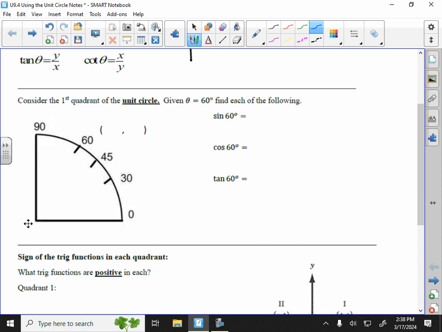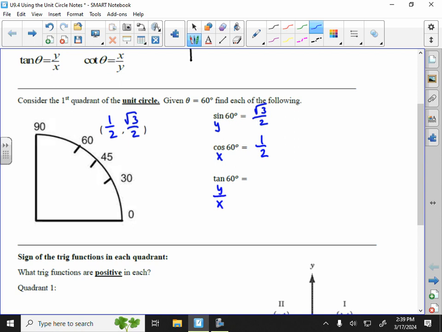And so if you look at your unit circle, at 60 degrees there's an ordered pair that's associated with it, and that's 1/2 comma root 3 over 2. And so the sine is the y-coordinate of the ordered pair, so at 60 degrees the y-coordinate would be root 3 over 2. So that's what sine 60 degrees is, root 3 over 2. Now cosine is the x-coordinate, and so at 60 degrees the x-coordinate is 1/2. So the cosine of 60 degrees is 1/2.